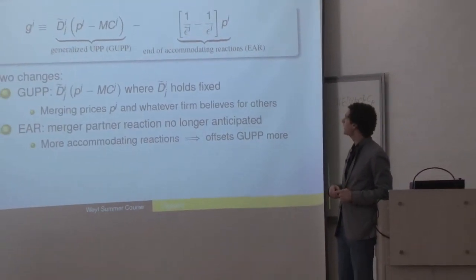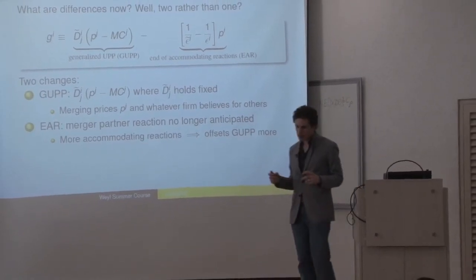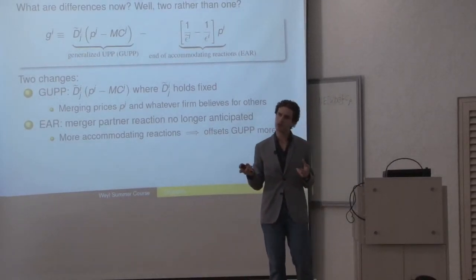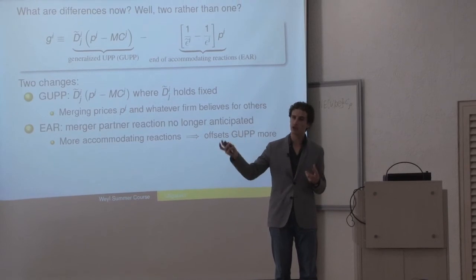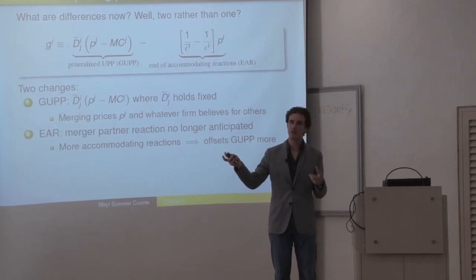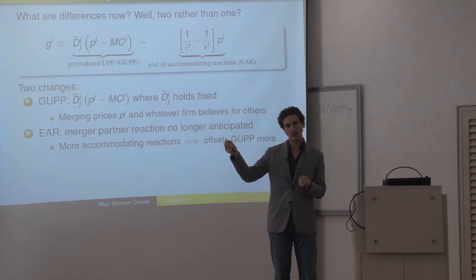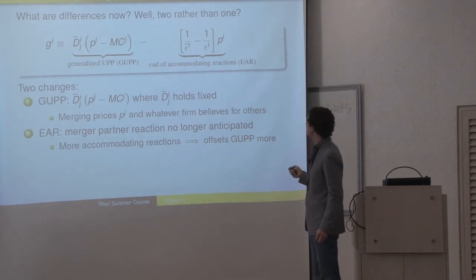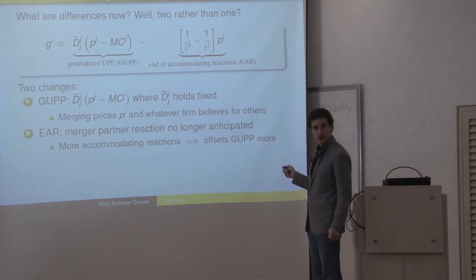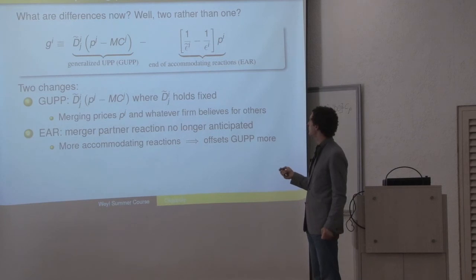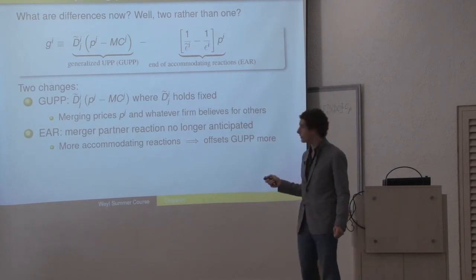On the other hand, if now rather than my merger partner accommodating me, I hold his price fixed, that's going to make my demand more elastic. Because when he was raising his price to accommodate me, that meant that I lost fewer sales. So that's going to lead to an offsetting term here. The bigger conjectures are, the bigger this term is, but also the bigger is this offsetting term.